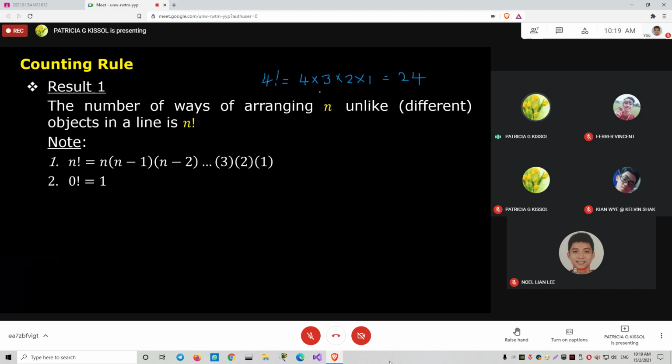Try it out. Do you have a calculator in front of you? So did you get 24? How about 60 factorial? What do you get?